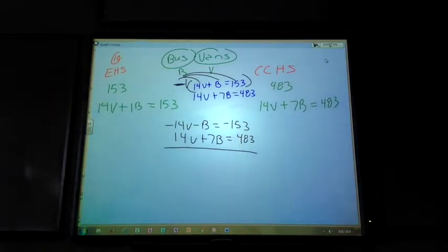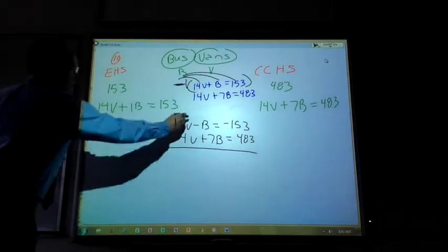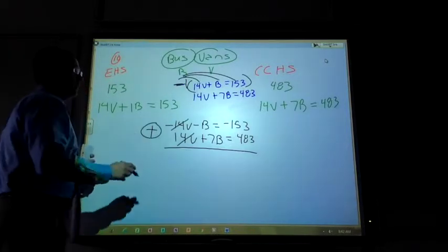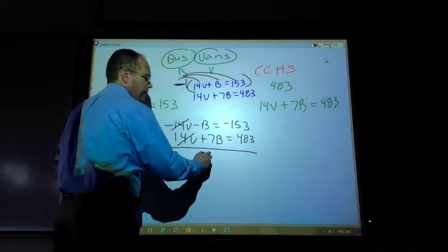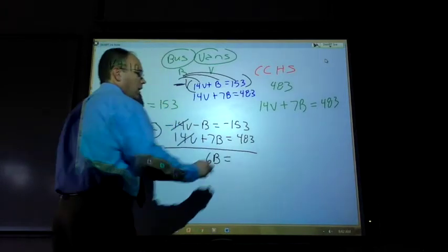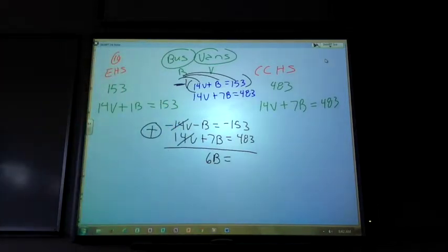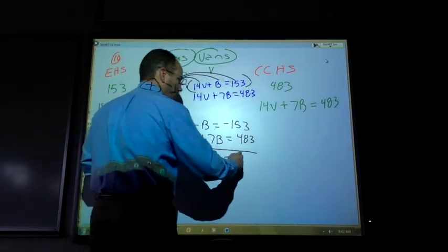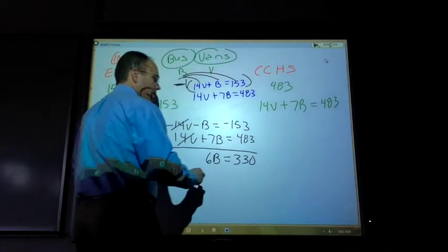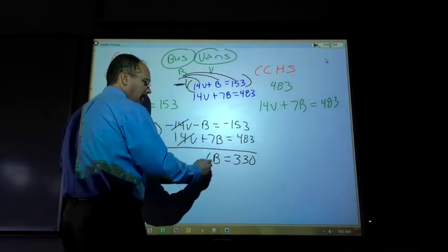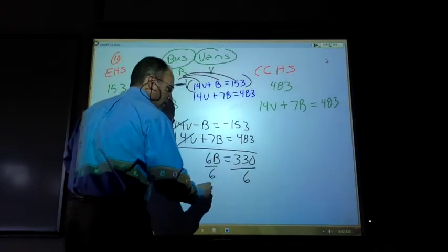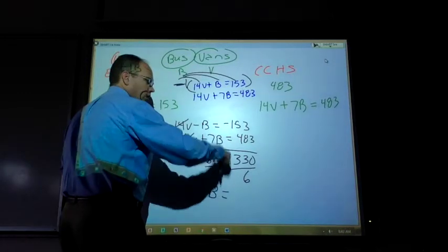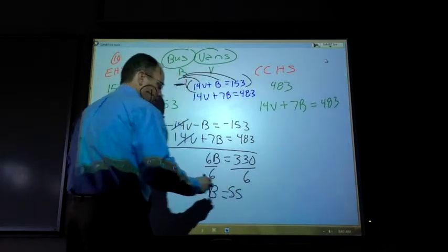Do I have opposite B values right now? Yep. So if I add these two equations together, those cancel out. Negative B added to 7B is 6B. I need help. What is negative 153 plus 483? You have a calculator. 330? Okay. And it's positive. So divide by 6, divide by 6. B equals, 6 goes into that, 55.